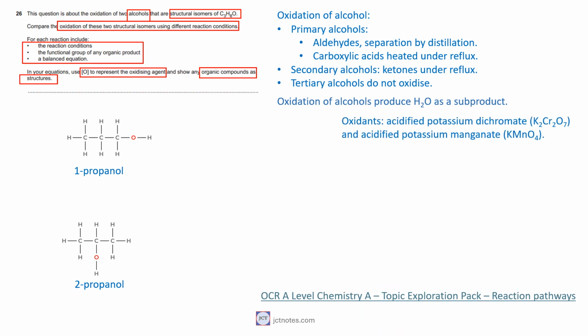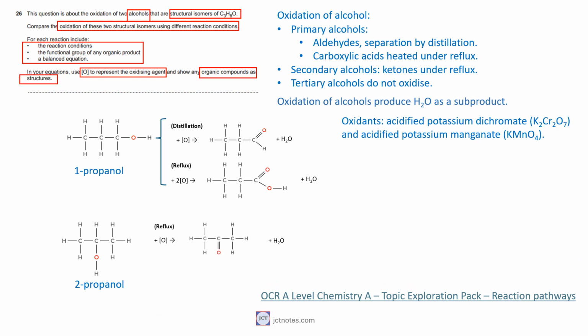Oxidants are typically acidified potassium dichromate and acidified potassium manganate, however, the question does not ask for these. In the case of 1-propanol, we have a primary alcohol. Depending on the conditions, we can produce an aldehyde using distillation or a carboxylic acid using reflux. In the case of 2-propanol, we have a secondary alcohol, that will be oxidized under reflux to a ketone, with no further oxidation possible. And this is the end of the paper.